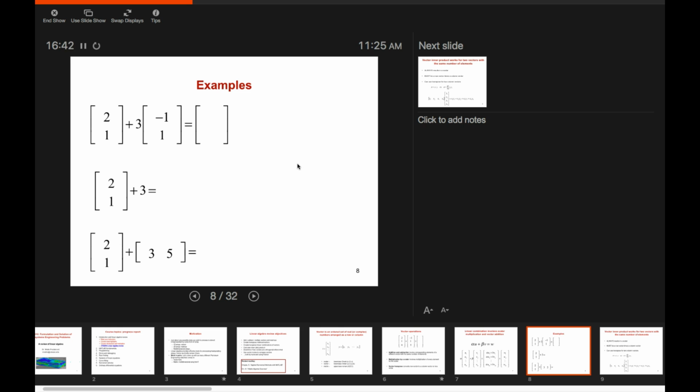Can I do the first one? Yes. So that one's easy. So it's 2 plus 3 times minus 1 in the first spot. I'm going to get 2 minus 3, which is minus 1. And then I have 1 plus 3 times 1. Don't forget to multiply that one. So that's 1 plus 3 is 4. Okay. So there's going to be minus 1 and 4.